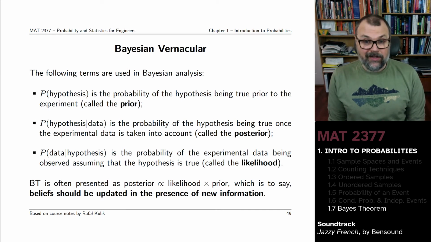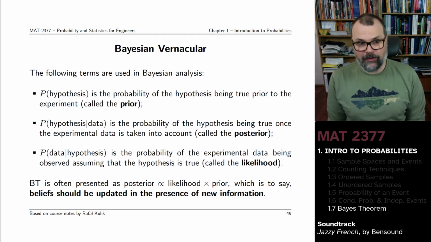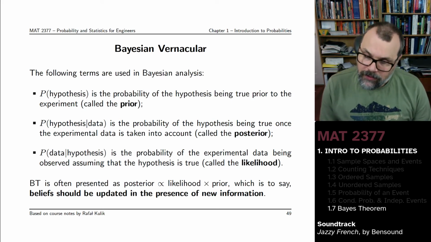The likelihood is the new information, the new data that you have, and the product of the likelihood and the prior gives you a new posterior distribution. You've updated your belief about a situation.